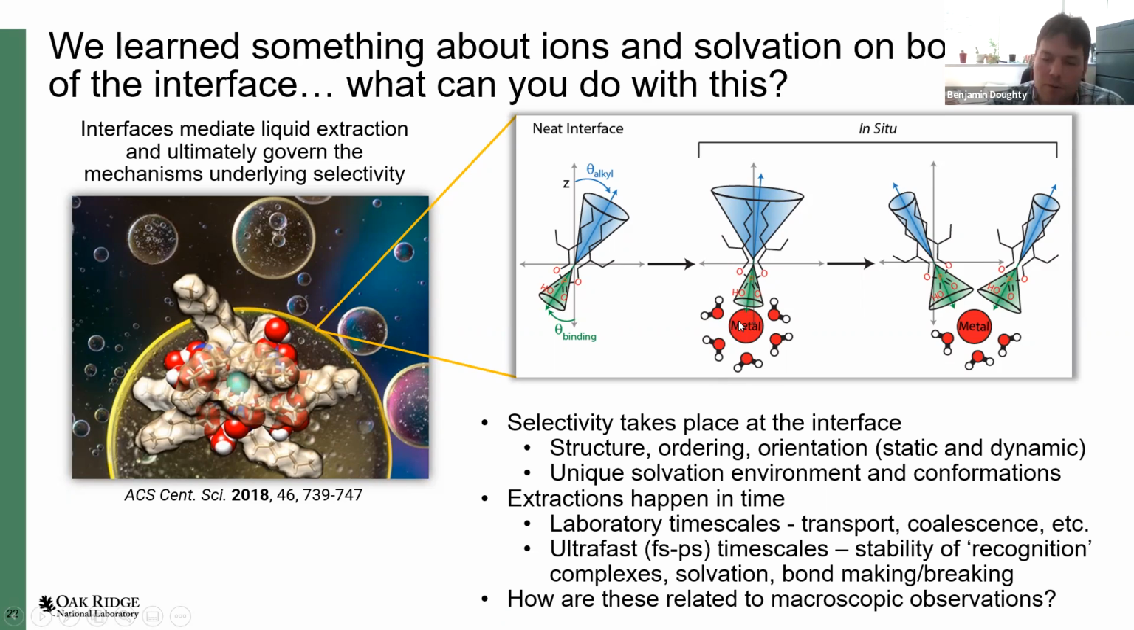You want to bind one metal or one family of metals, somehow form a complex that can then transport into the bulk organic phase. So these are non-equilibrium processes, and they happen over a huge range of timescales. So laboratory timescales, that's like you have transport phenomena, coalescence. But then there are processes in the femtosecond, picosecond timescales that define things about recognition and solvation, bond making, and breaking. So the work I'll talk about today generally focuses on the laboratory scales, but we have some results somewhat recently probing femtosecond, picosecond processes and trying to relate those back to macroscopic phenomena.